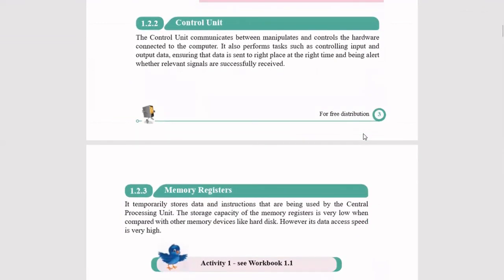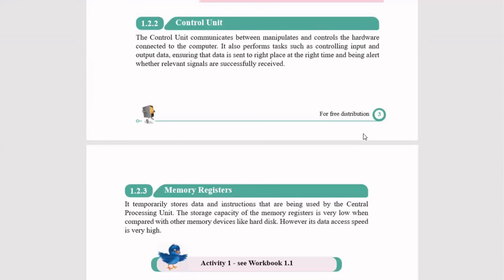Next thing is the control unit, right? So actually the control unit is the one which manipulates and controls all the hardware connected to the computer, right? Like it is controlling the input and output data, ensuring that the data is sent to the right place at the right time, right? And the CU is very alert. The CU should be staying very alert to all the signals it receives, right? So the CU is some kind of controlling all the units of the computer.